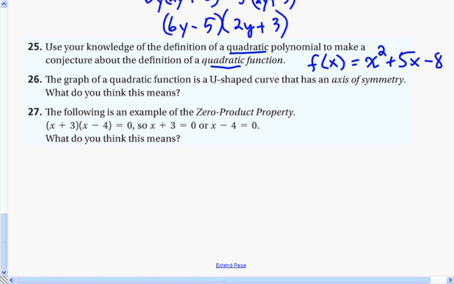The graph of a quadratic function is a U-shaped curve that has an axis of symmetry. What do you think that means? That means it's symmetrical. So the axis of symmetry is the line of symmetry. So let's just say there's a line of symmetry.